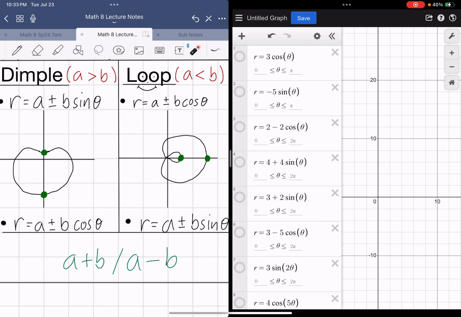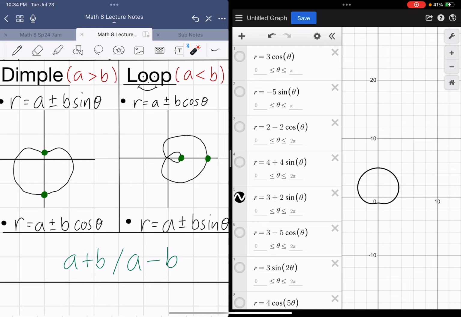Now, if you notice, in this first example, again, you can either memorize, oh, the constant term is larger, so I know I'm going to be dealing with a dimple. It's sine, and that coefficient is positive, so I know it's going to be pointing towards the positive y-axis. And then I did say you can add and subtract. So 3 plus 2 gives me 5. That's the furthest it's going to reach. But 3 minus 2 is 1. That's how close it's going to get to the other axis.